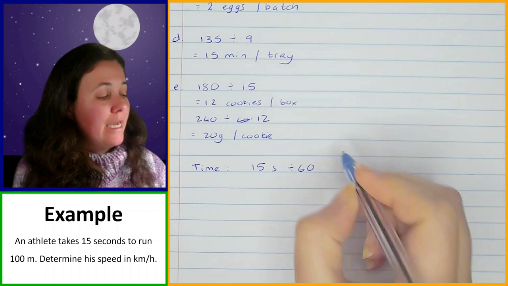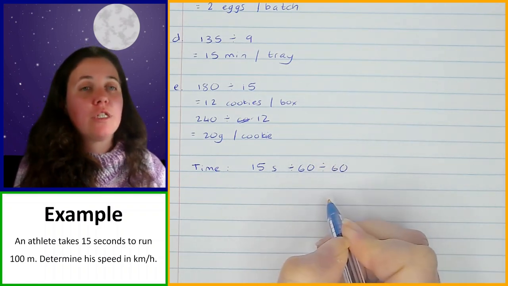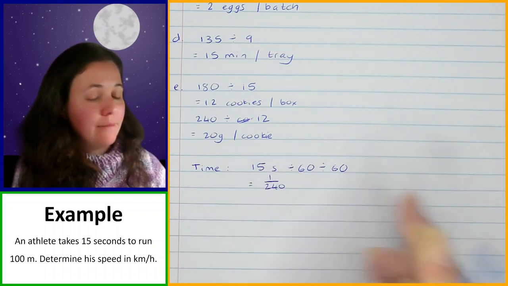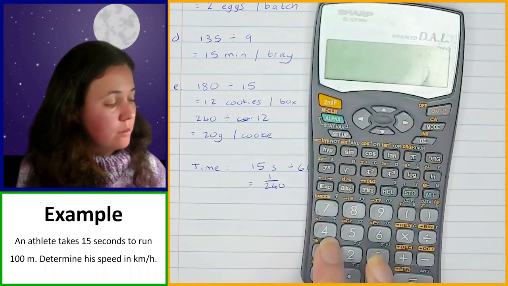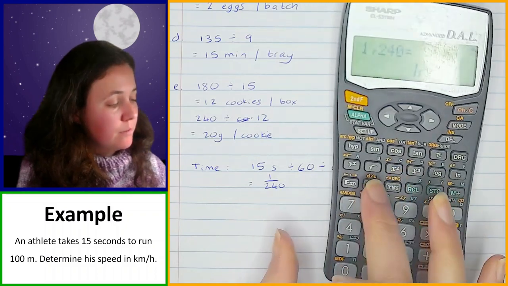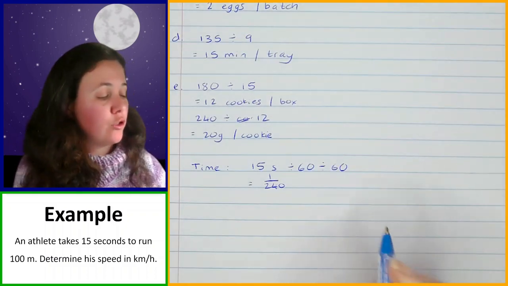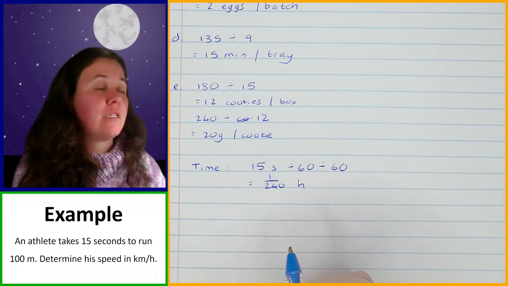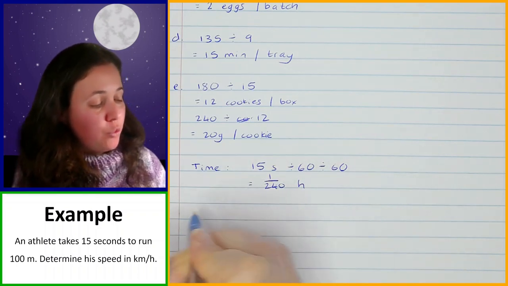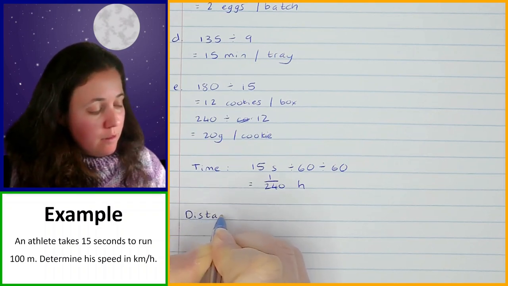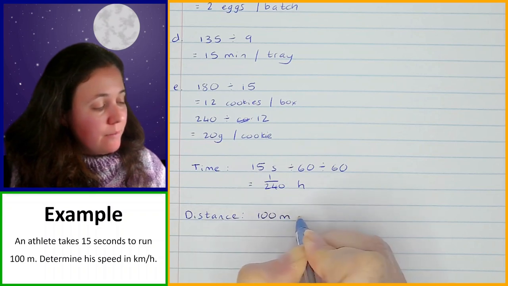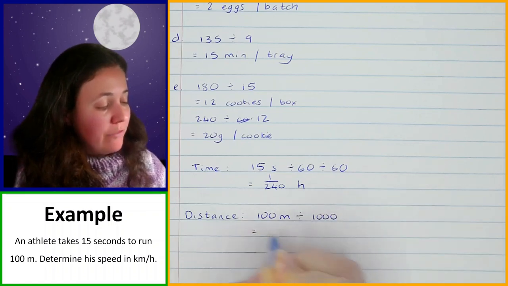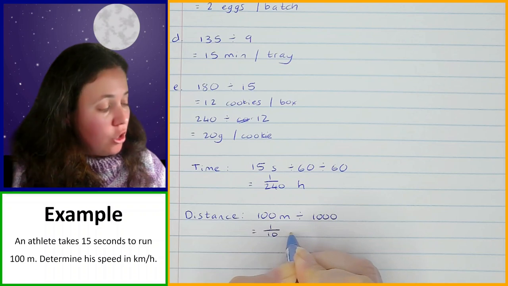That will convert it to minutes, and then I'm going to divide it by 60 again, and that will convert it to hours. So that will give me 1 over 240 hours. Now we are going to convert our distance from meters to kilometers. So for our distance, 100 meters, to convert that to kilometers, we are going to divide it by 1,000, and that will give us 1 over 10 kilometers.